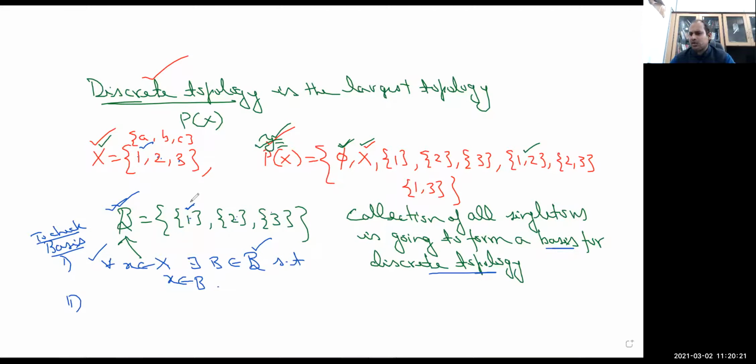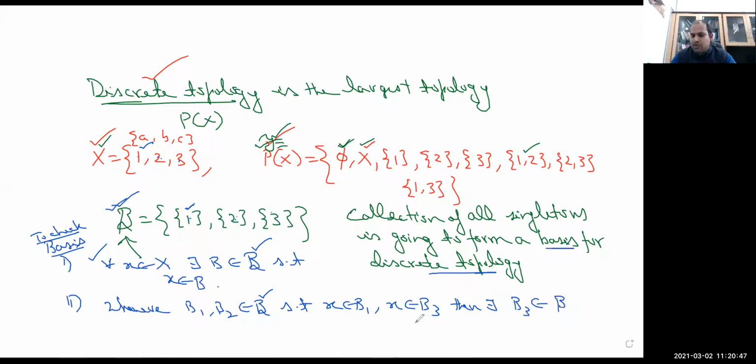So you don't need to check the second condition, because that condition is there whenever B1, B2 belong to B, I mean this collection, such that X belongs to B1 as well as X belongs to B2, then there must exist some B3 belonging to B such that X belongs to B3 and B3 is contained in B1 intersection B2. But before checking this condition, you need to check, are there B1, B2 satisfying this condition?